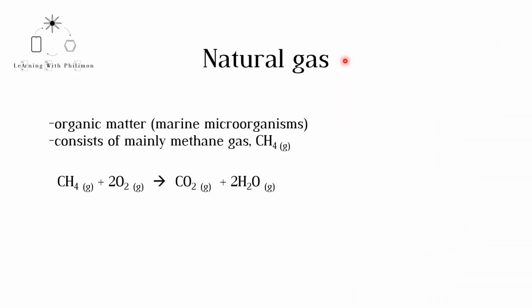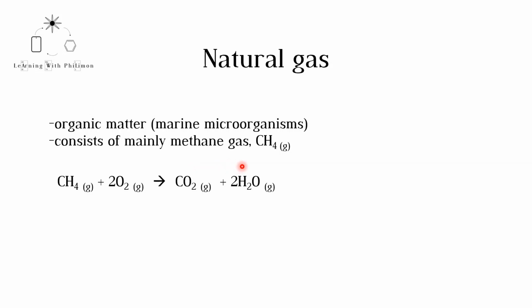Natural gas is formed from organic matter, primarily marine microorganisms. Like with coal, the heat and pressure that this matter is subjected to decomposes the material. Unlike coal, a mixture of gaseous hydrocarbons is formed. Natural gas primarily comprises of methane gas, CH4. As seen in the alkanes video, alkanes undergo combustion to form carbon dioxide and water, H2O.